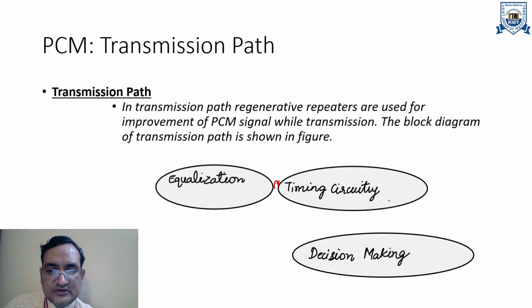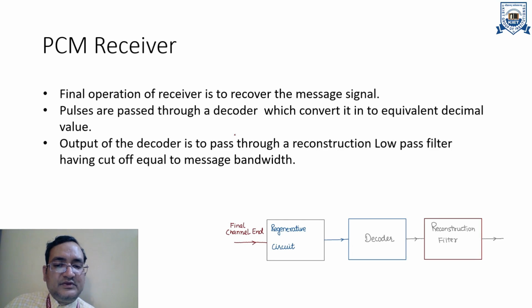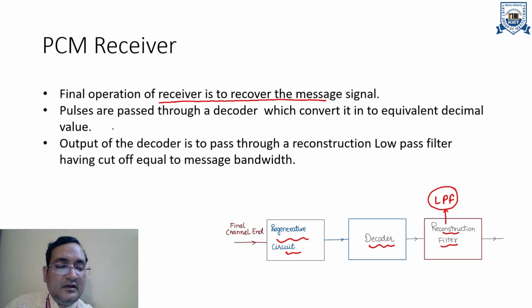Now the PCM receiver, this is the PCM receiver. You can use that regenerative circuit, and after that a decoder and reconstruction filter are used in the PCM receiver. This reconstruction filter is nothing but a low pass filter, point to be noted. This is a low pass filter. So the final operation of the receiver is to recover the message signal. Pulses are passed through the decoder, which converts them into the equivalent decimal value.